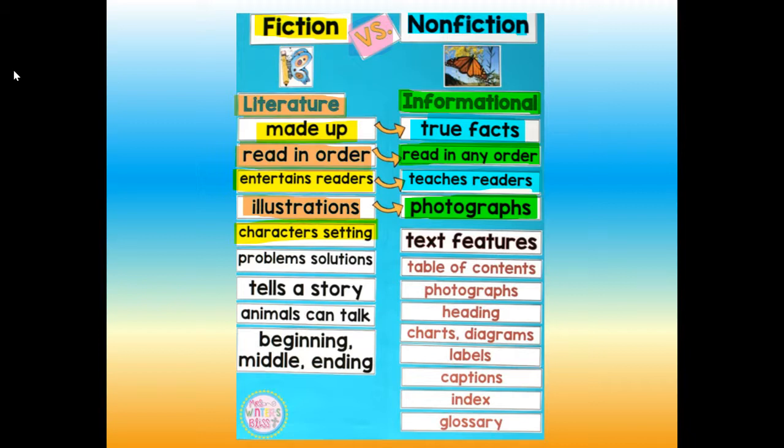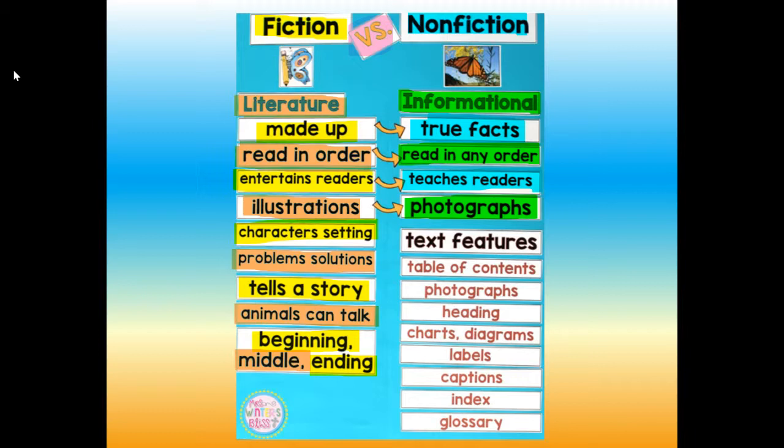But usually informational text has text features, and we'll talk about that in a little bit. So with fiction, you have problems and solutions. Lucia didn't really have a problem in the story, so that's one reason why it's informational text. Fiction tells a story, sometimes animals can talk, and it has a beginning, middle, and end. Now, Lucia's Neighborhood does kind of have a beginning, middle, and end because she goes through her neighborhood starting with her soccer game. However, fiction stories also have a beginning, middle, and end.